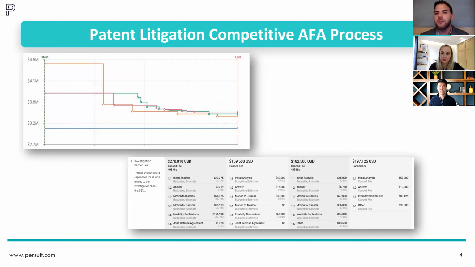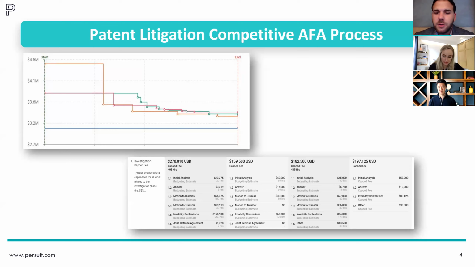But if you run a competitive process, then you're going to feel way more comfortable about getting AFAs and feeling good about the AFA that you're agreeing to, and you won't feel as reliant on looking back at hourly billing to figure out whether you got a good deal. You'll know that you got a good deal based on the RFP process, not based on shadow billing.